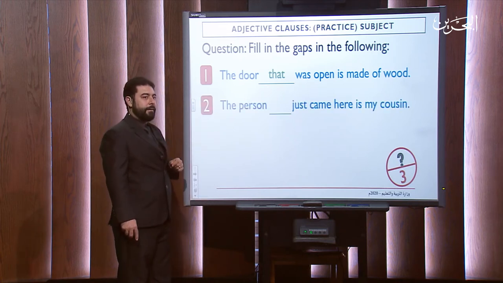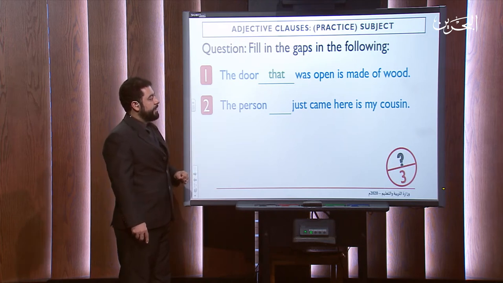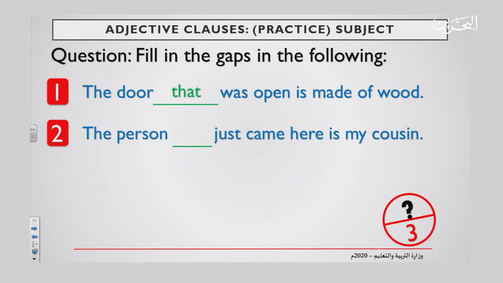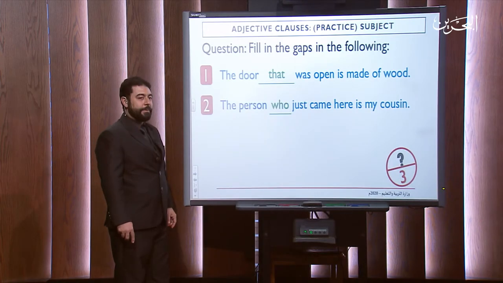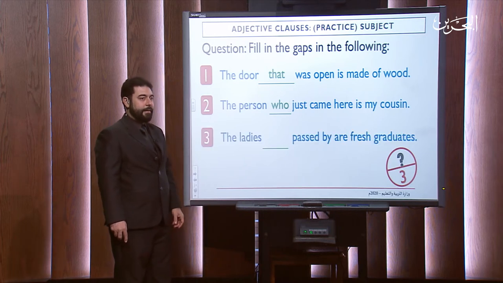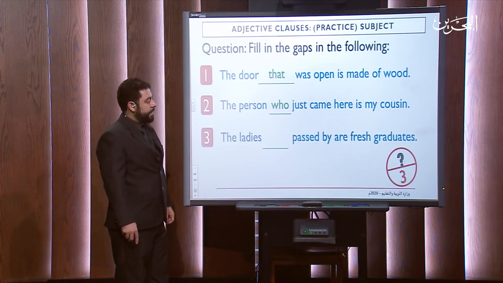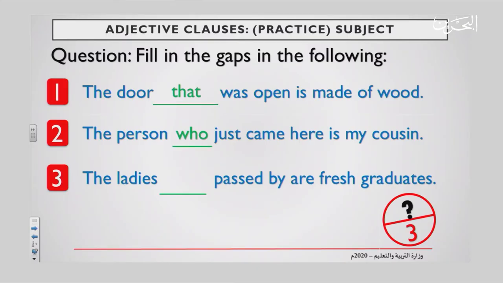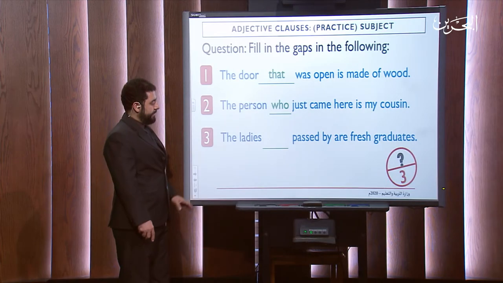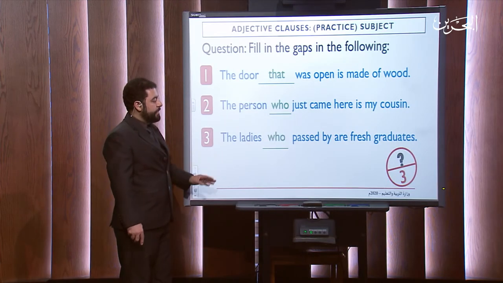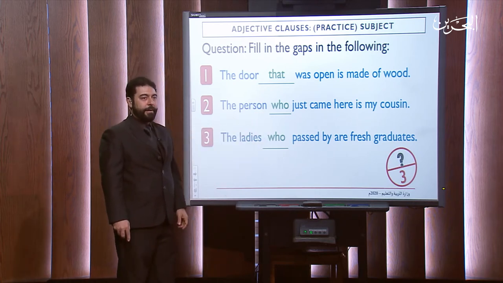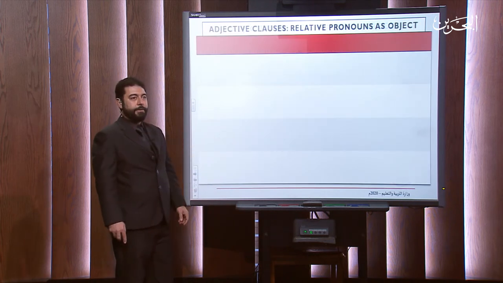Okay, let's have a quick question. The person, gap, just came here, is my cousin. Use a relative pronoun. All right, let's check the answer. Who. The person who just came in is my cousin. Third, the ladies, gap, passed by are fresh graduates. That is 5 seconds. Let's check. Who. The ladies who passed by are fresh graduates. It's very important to know the appropriate relative pronoun. Okay. Give yourself a mark of 3 and let's carry on.